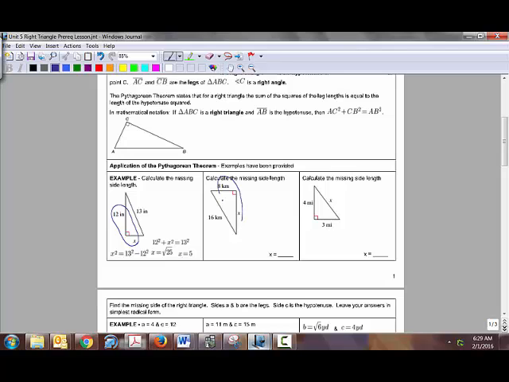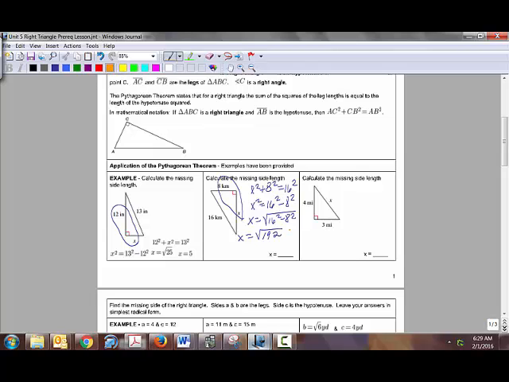So here we set this one up. We have x squared plus 8 squared is equal to 16 squared. X squared is 16 squared minus 8 squared. X would be the square root of 16 squared minus 8 squared. Got a nice calculator? Do it all at once. You get x equals the square root of 192.